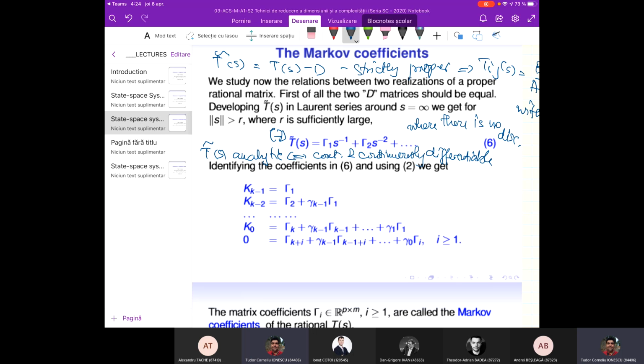Actually, this is not developing. This is a bad word. Expanding should be the word. This is an expansion. This is not developing. Develop is something else. So expanding in the Laurent series, you get this.